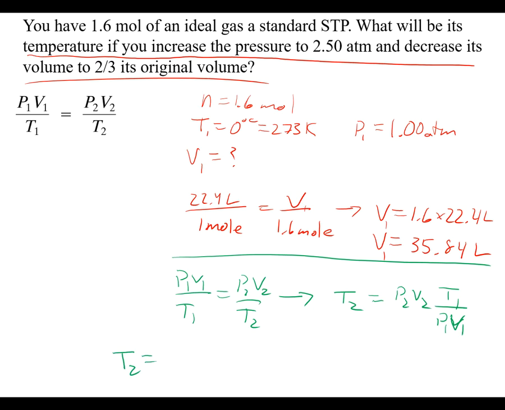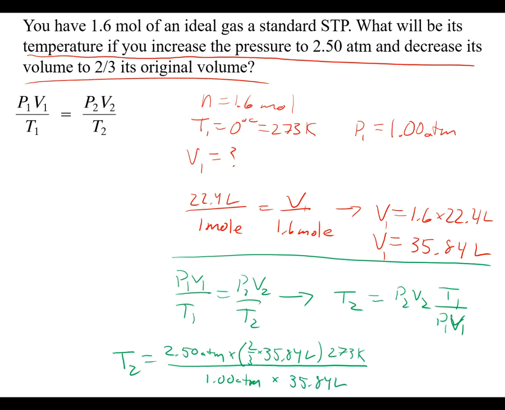So the temperature then is going to equal P2, which is 2.50 atmospheres, times V2, which is going to be 2/3 of its original volume, which was 35.84 liters, times its initial temperature, 273 Kelvin, again, you have to use Kelvin, divided by your initial pressure of 1 atmosphere, times your initial volume of 35.84 liters.